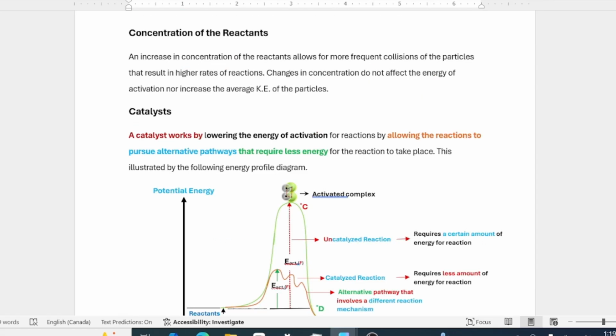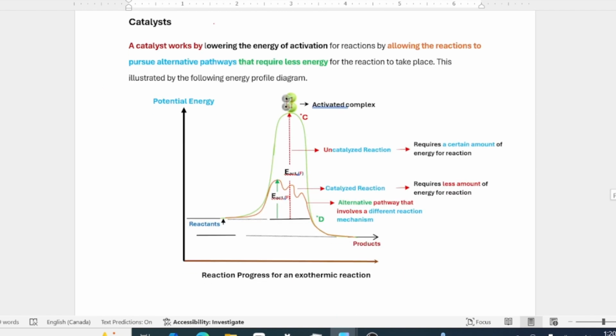The other factor that affects the rate at which reactions take place is that of the concentration of the reactants. An increase in concentration of reactants allows for more frequent collision of the particles that result in higher rates of reaction. Changes in concentration do not affect the energy of activation nor increase the average kinetic energy of the particles of the system. All it does is to bring about more frequent collision with particles. And of course, the greater the frequency of collision, the greater chance is it for a reaction to take place.